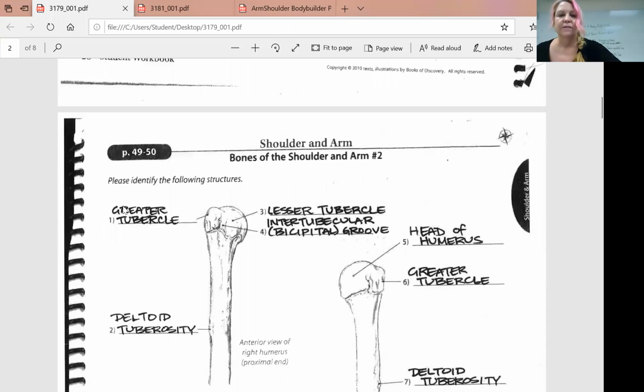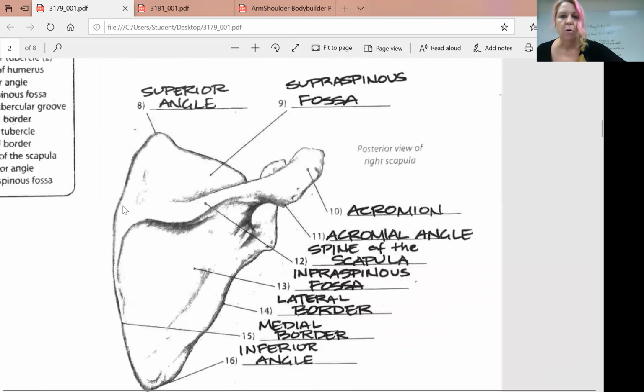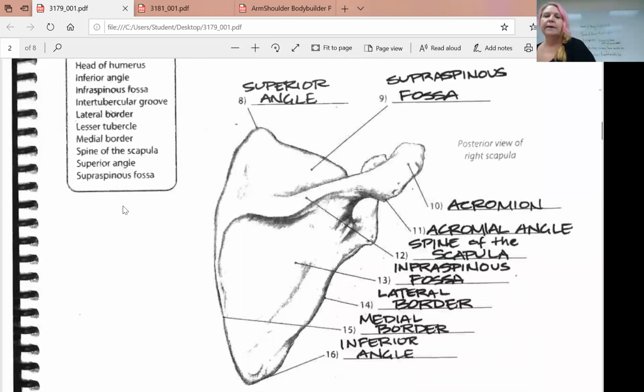All right. So we're going to go down to the bottom first of this diagram so we can look at our posterior view of the scapula. So same thing, we have a superior angle. And what I want you to notice before anything else, before we start to label everything, is you can now really clearly see number 12, the spine of the scapula.